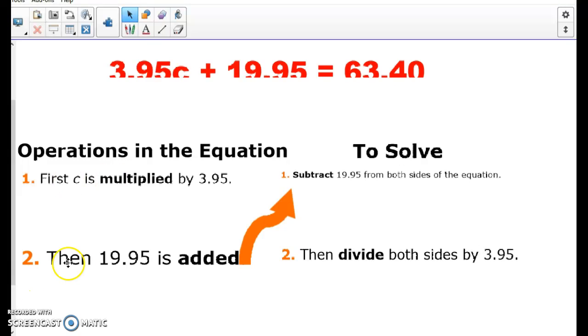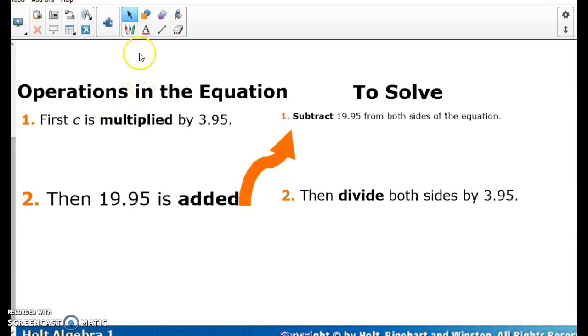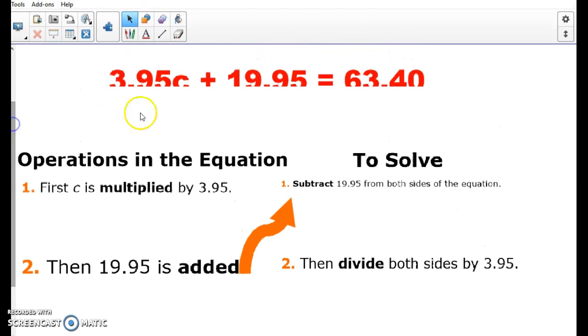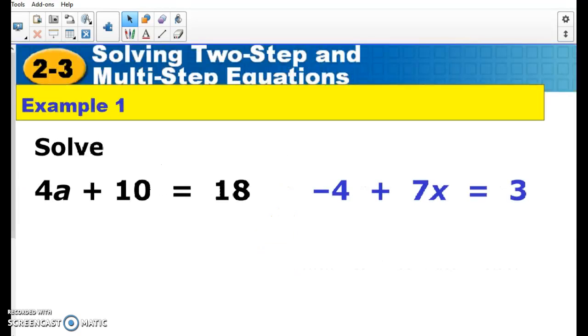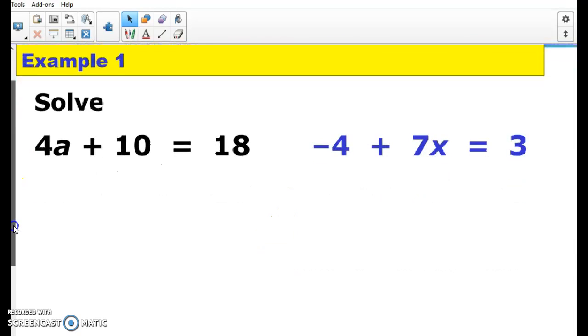And then once we have $3.95 times C equals $43.45, we're going to divide, and you'll end up with 11 CDs. And then we can always go back and check our work. So if we went back to the original equation, 11 times $3.95 plus $19.95 would give us that $63.40.